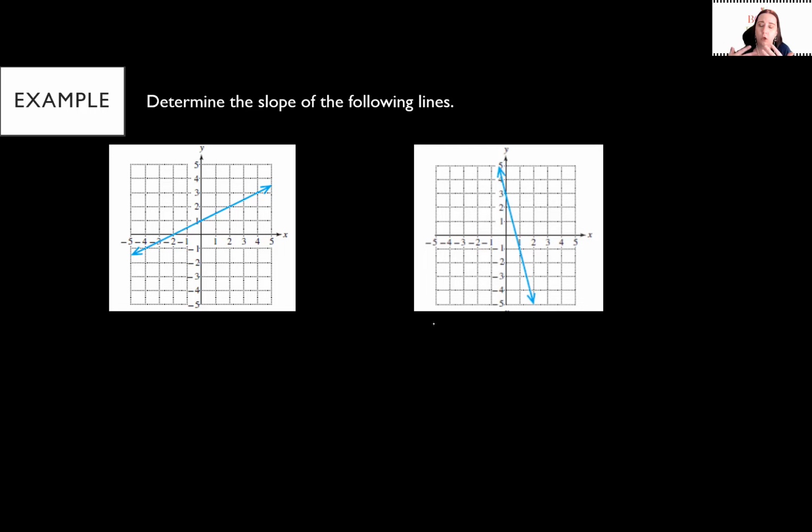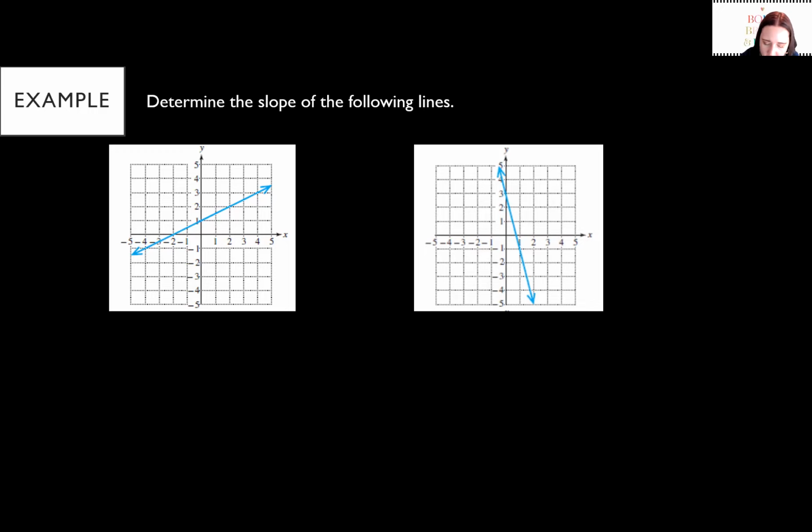So what you want to do is actually read ordered pairs off of your graph and then use the formula, or you can use the idea of rise over run to do it that way. So it depends what the ordered pairs are, but you want to try to pick points that are easy to read off of your graph where you don't have to estimate. So you want to pick them on the grid, because then you're not dealing with, okay, is this like a 1.8 versus a 2?